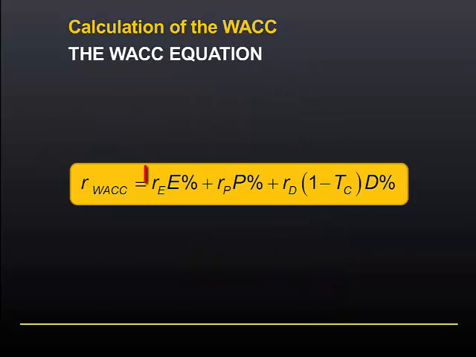We take the cost of ordinary shares multiplied by the weight of ordinary shares in the total capital structure, plus the cost of preference shares times the weighting of preference shares, plus the before tax cost of debt times 1 minus the corporate tax rate times the weighting of debt in the capital structure.